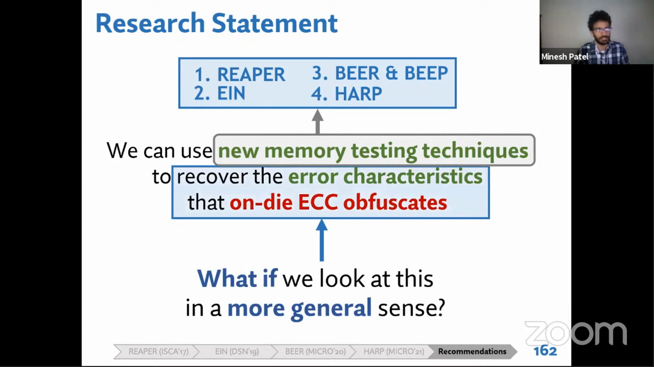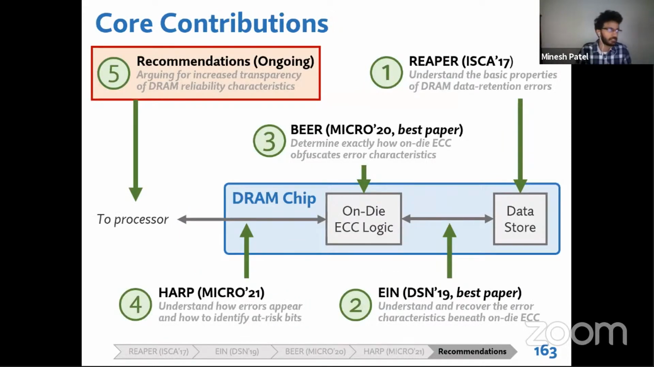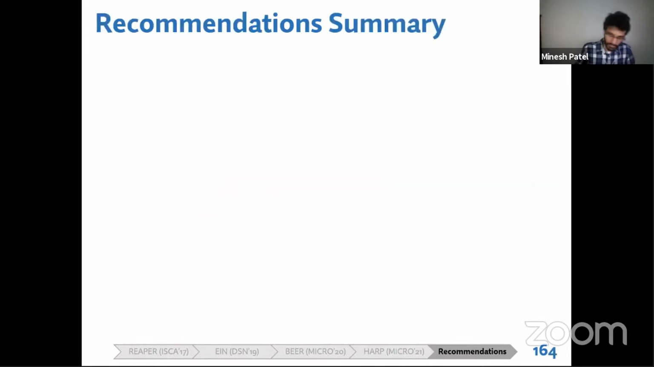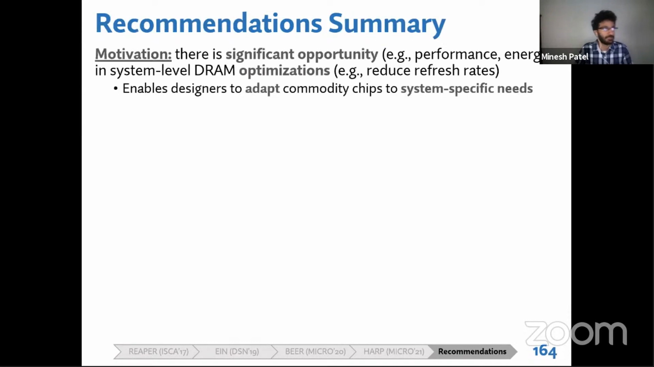Now we ask the question: what if we look at the second part of this research statement in a more general sense? Here we talked about on-die ECC obfuscating error characteristics, but in a general context, there are a lot of reliability characteristics beyond those that on-die ECC obfuscates. So we're going to talk about that in our recommendations. In this part of the talk, we deal with the general problem of lack of transparency into DRAM reliability characteristics. This begins dealing with the interface between the DRAM chip and the processor. I'm going to start with a quick overview of a summary of our recommendations.